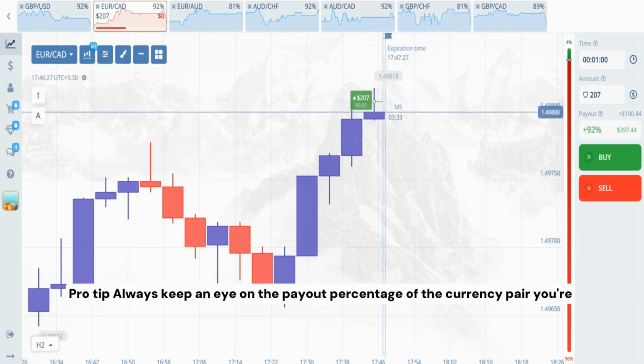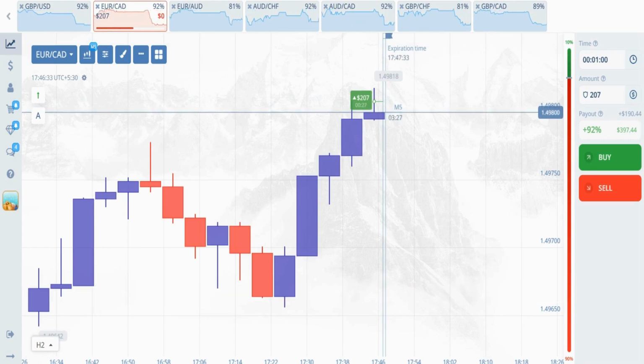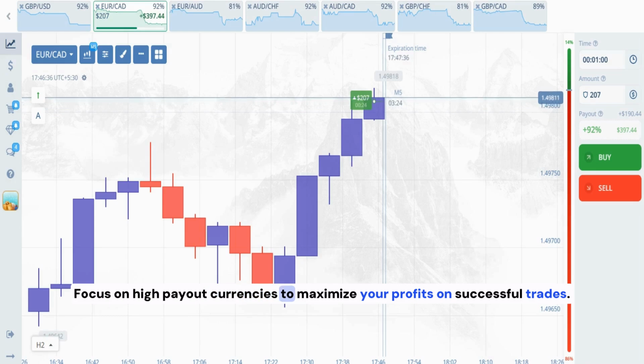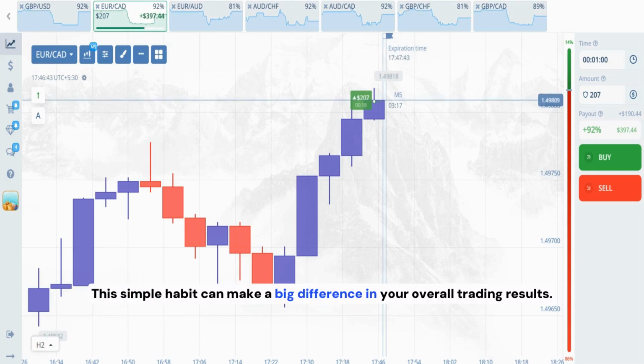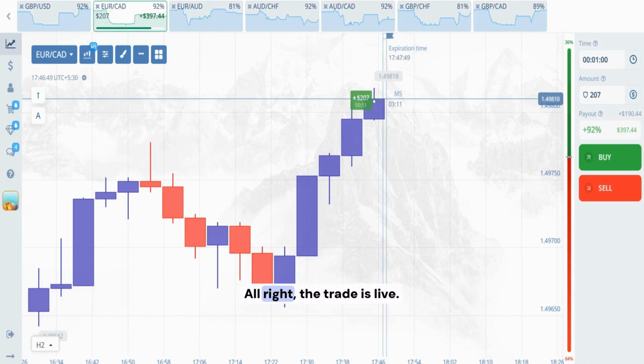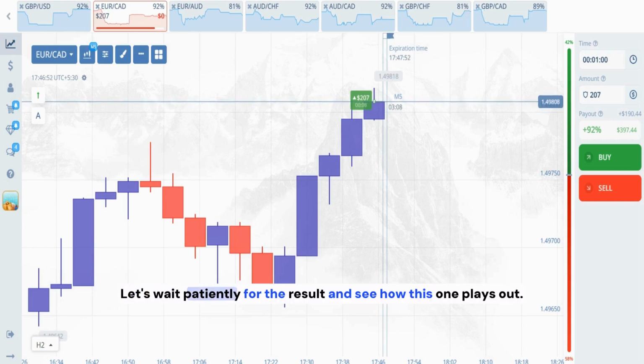Pro tip: always keep an eye on the payout percentage of the currency pair you're trading. Focus on high payout currencies to maximize your profits on successful trades. This simple habit can make a big difference in your overall trading results. All right, the trade is live. Let's wait patiently for the result and see how this one plays out.